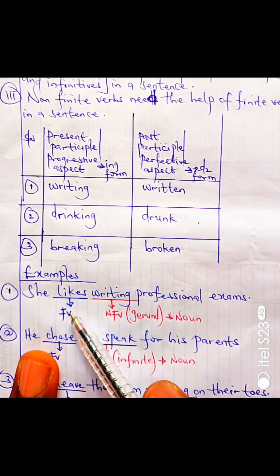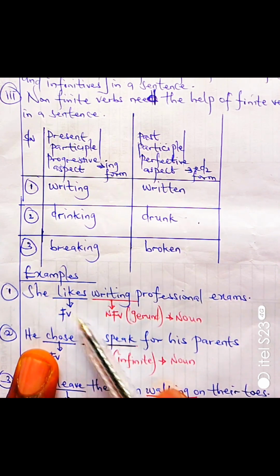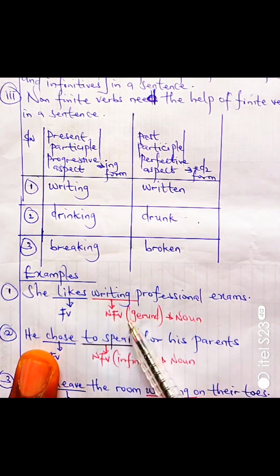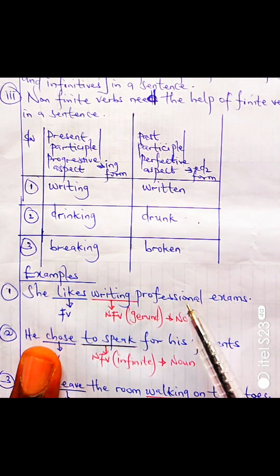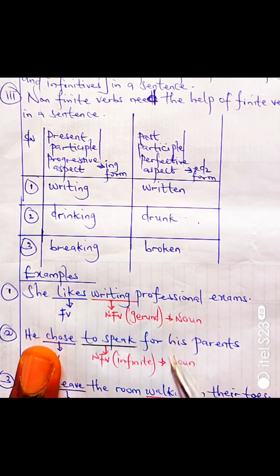Likes is a singular present tense verb. Now look at writing. Writing is a gerund. As I said earlier on, non-finite verbs are verbs actually. They are verbs by origin, but in a sentence, they don't play the role of a verb. Rather, they play the role of a noun or any other thing: noun, adjective, or adverb.